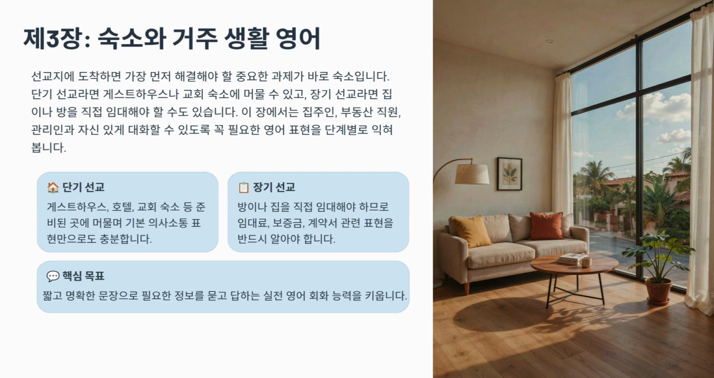Today we will study practical English for accommodation and residential life in a mission field. After arriving, we first need a safe place to stay. Short-term missionaries may use a guest house, hotel, or church accommodation, while long-term missionaries may need to rent a room, house, apartment, condo, or studio. Our goal is to ask and answer clearly about rent, deposits, contracts, and facilities.